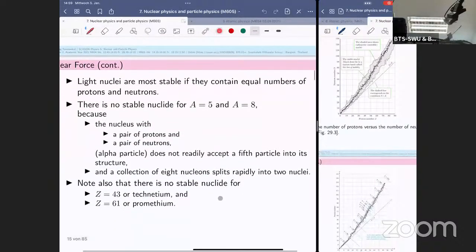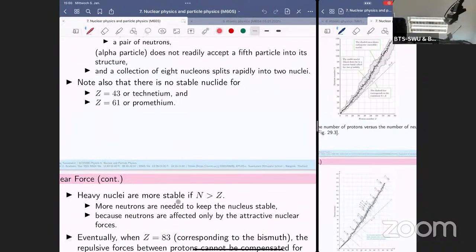Note also that there are no stable nuclei for Z equal to 43 and Z equal to 61. 43 is the element technetium, and Z equal to 61 is promethium. It's not widely known, right?